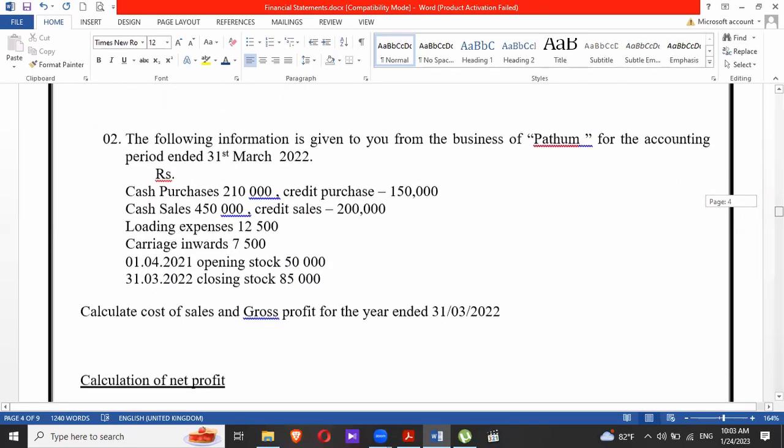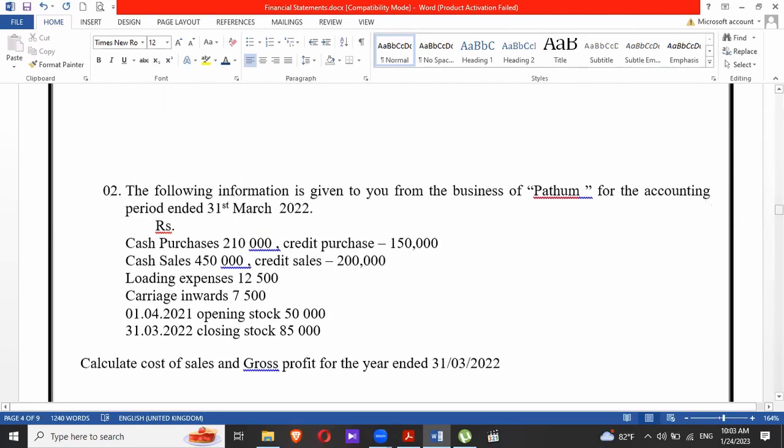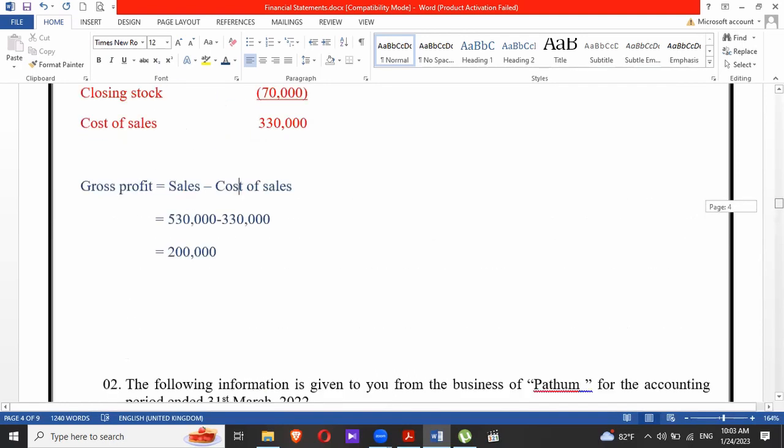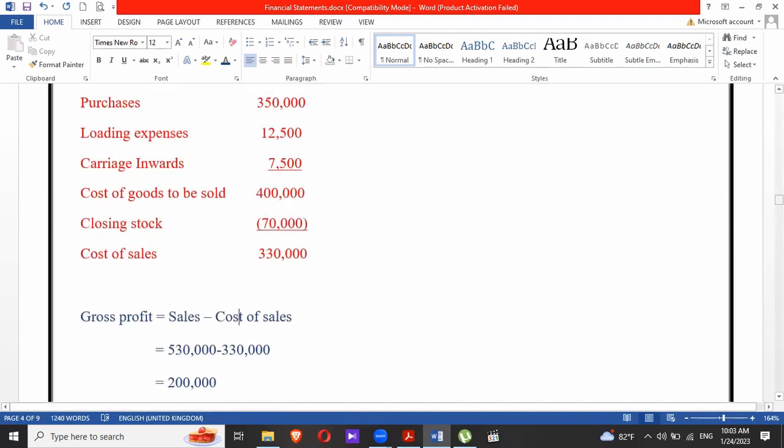Others can do the second question from your own. I have given another question. You can do the question from your own. There is a small change I have given, right? Earlier I have given purchase as a single value, but here there are two values, cash purchase and credit purchase. So you have to add, right? Very simple. Total purchase equals cash purchase plus credit purchase. Total sales equals cash sales plus credit sales. So simply you have to add, right? Do it from your own. Others can ask. If you have any doubt, you can ask.